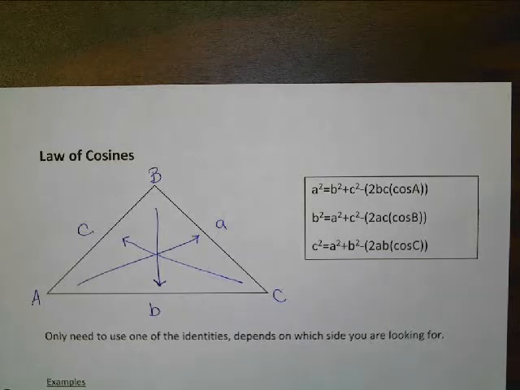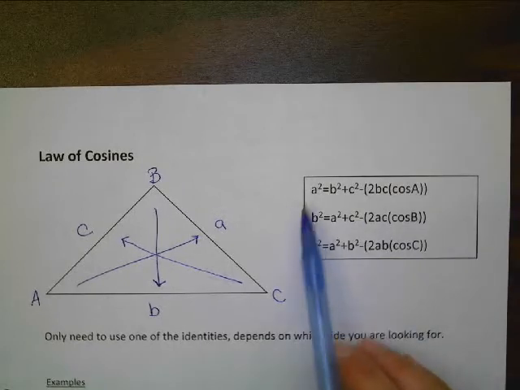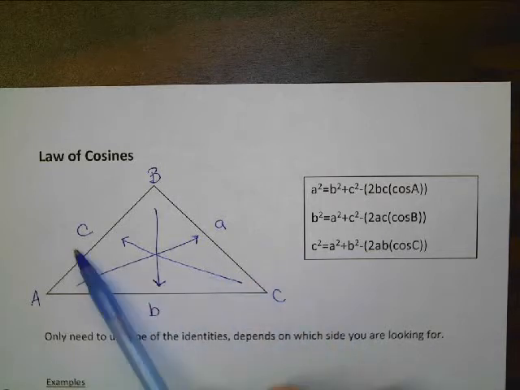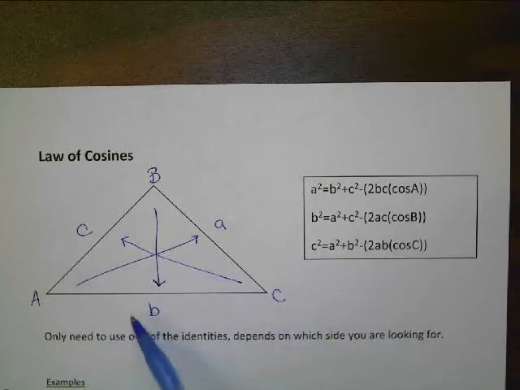Now you'll notice in the box over here is your law of cosines. And similar to the law of sines, you don't need all three of them. You don't actually even need two of them. This one you only need one. The reason that we have three is so that you can set up whichever one you need depending on which side or angle you are missing.